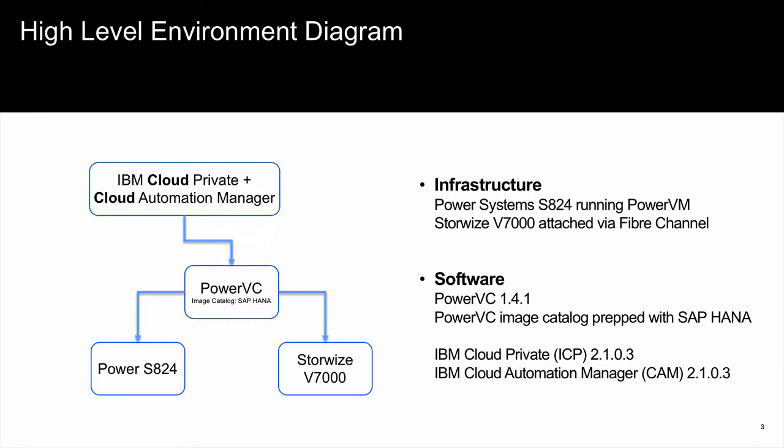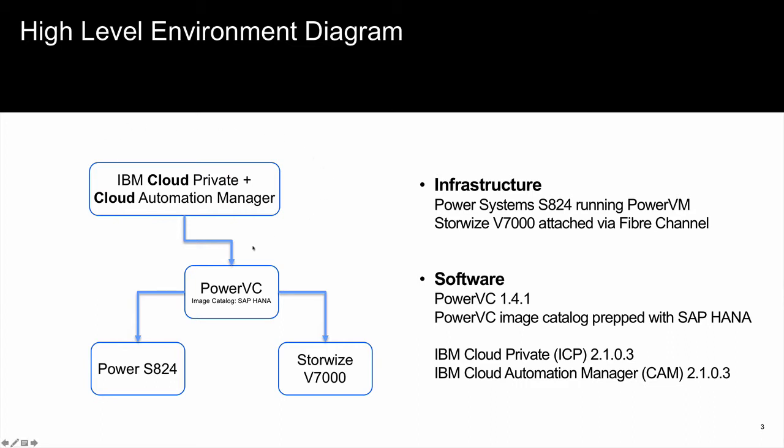So with that, just real quick, the environment overview. In the lower left-hand corner, we have our Power S824 server, which is paired with an IBM StoreWize V7000 Fibre Channel attached storage array. Managing both of these, I have IBM PowerVC 1.4.1. Within PowerVC, I've loaded my SAP HANA image, which is running SLES Linux 12 SP3. That's business as usual for those of you using PowerVC: you've loaded your image and connected it with your Power servers and your Fibre Channel storage.